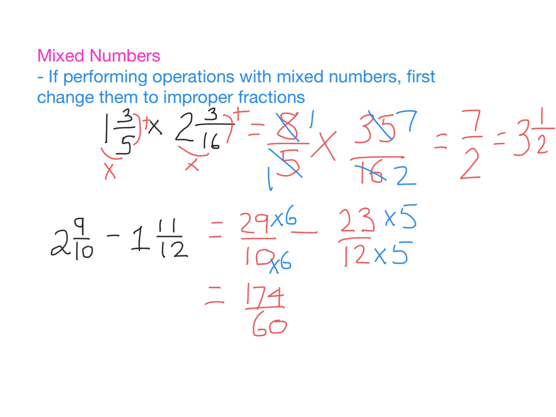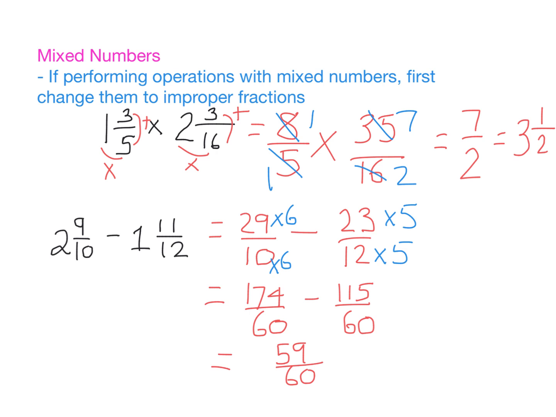23 times 5: to times by 5 quickly, you times by 10, so 23 times 10 is 230, you divide by 2, so it'll be 115. So I get 174 over 60 minus 115 over 60. When you're subtracting fractions with the same denominator, you subtract the numerators and you leave the denominator the same. 59 over 60 is our final answer.